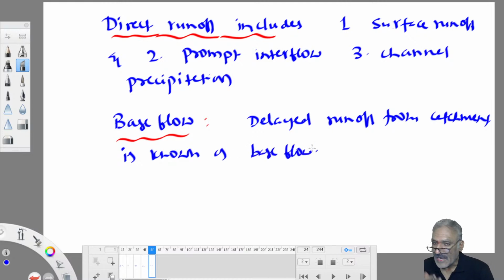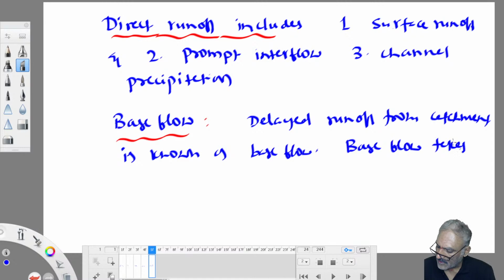So it takes months together in joining the water body. Instantly, today it rains, the rain water which gets into the ground, to get out of the ground, it takes months together, sometimes years together also. So that part of runoff is called base flow. Base flow takes its own time in joining the water body.